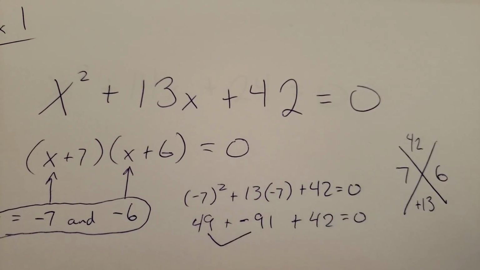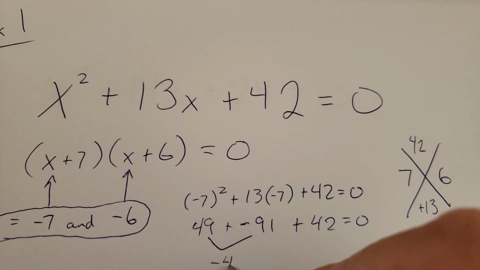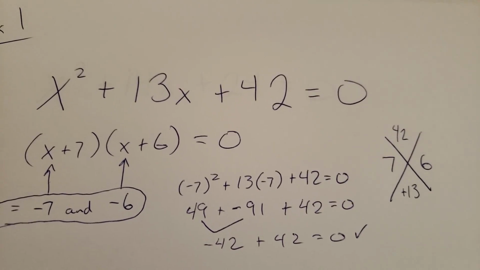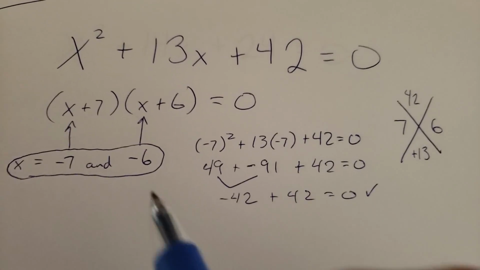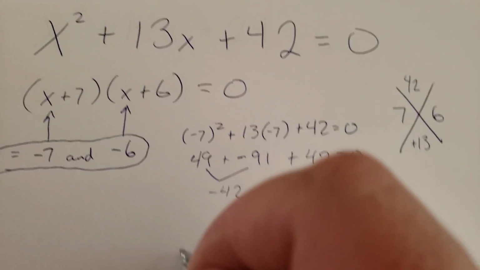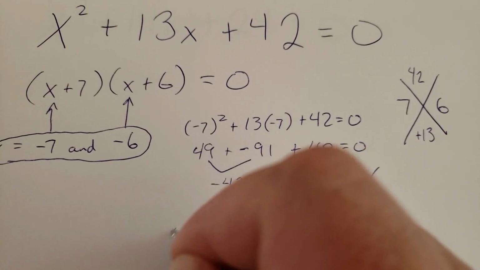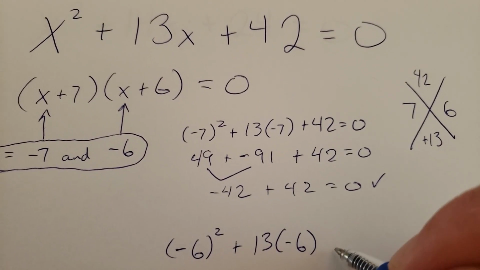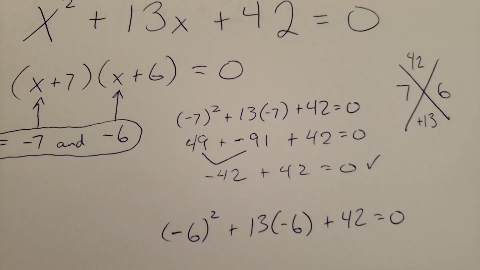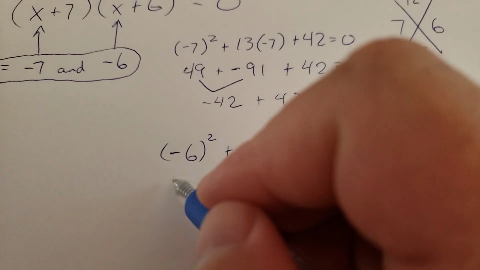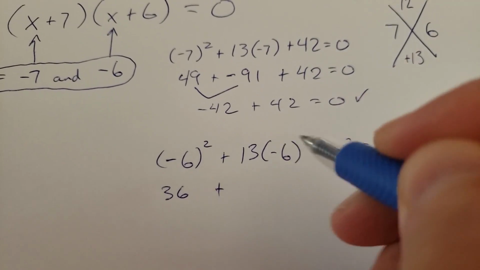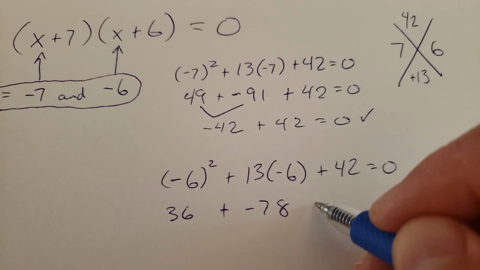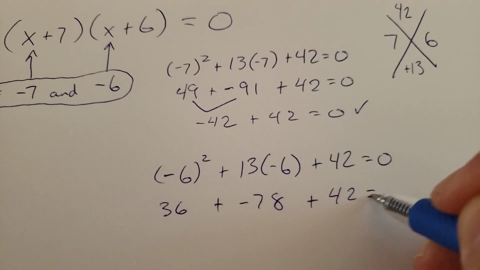If I put these two together, that will make negative 42. And negative 42 plus 42 does, in fact, equal 0, so it works. If I plug in negative 6 to the same exact trinomial, it would be negative 6 squared plus 13 times negative 6 plus 42 equals 0. So again, negative 6 squared is equal to 36. 13 times negative 6 is negative 60 plus 18, which is negative 78, plus 42 equals 0.